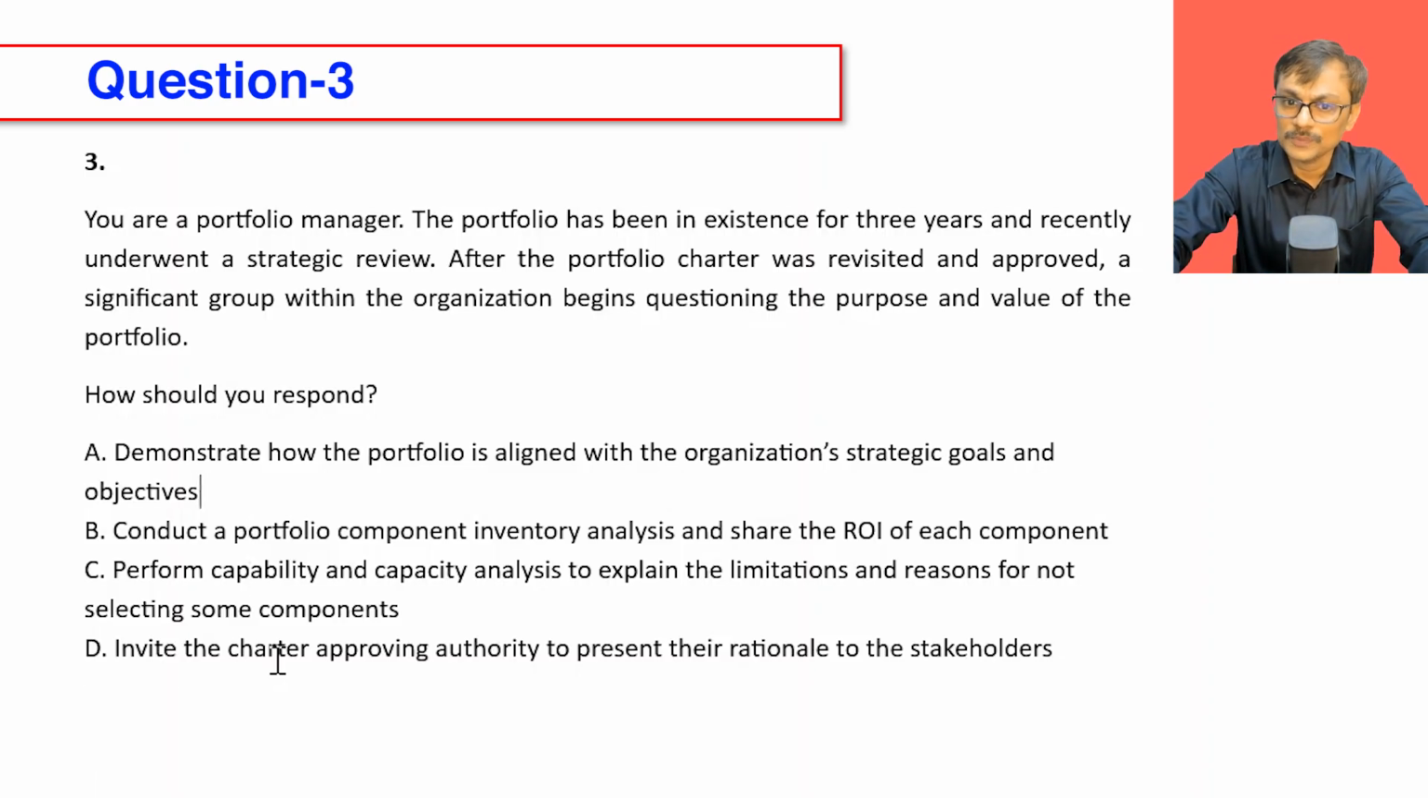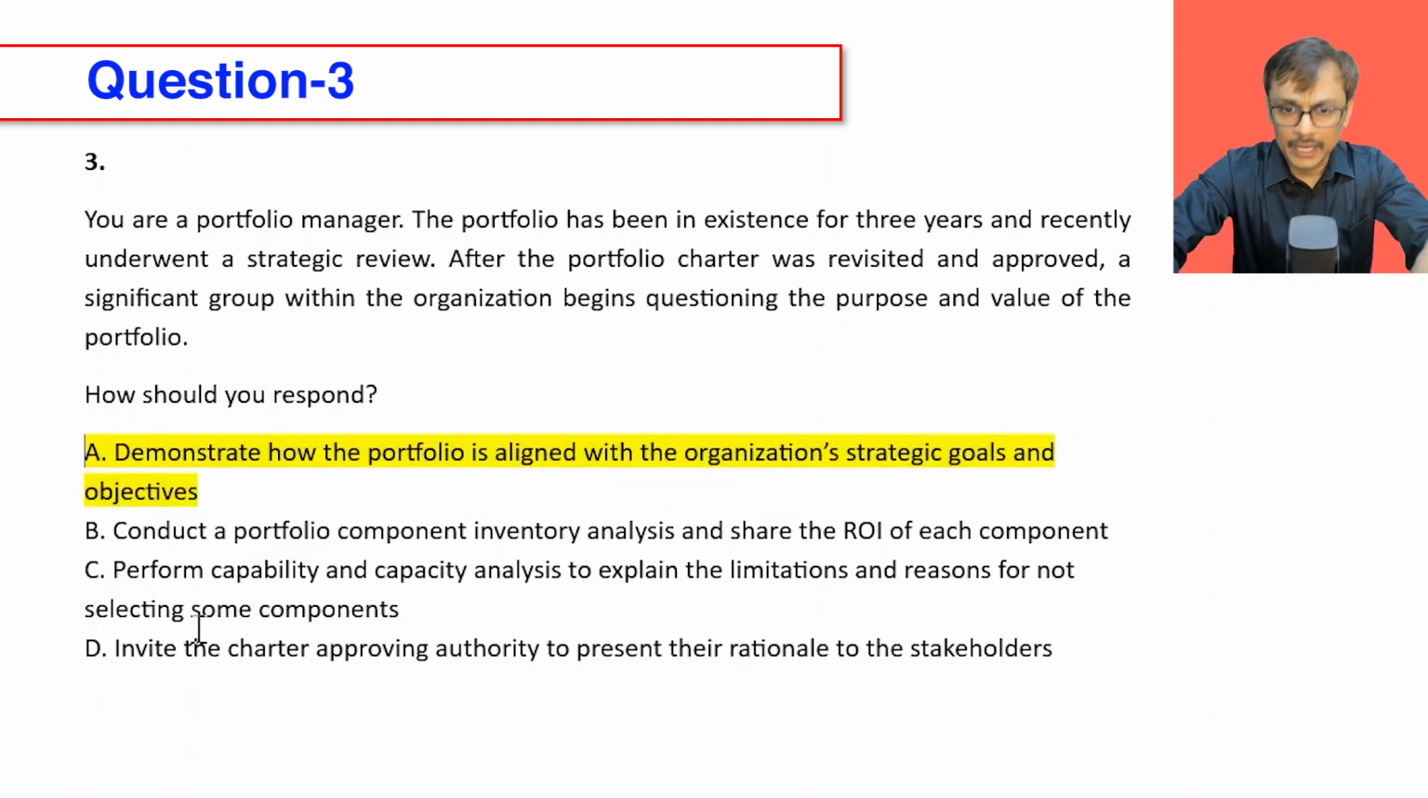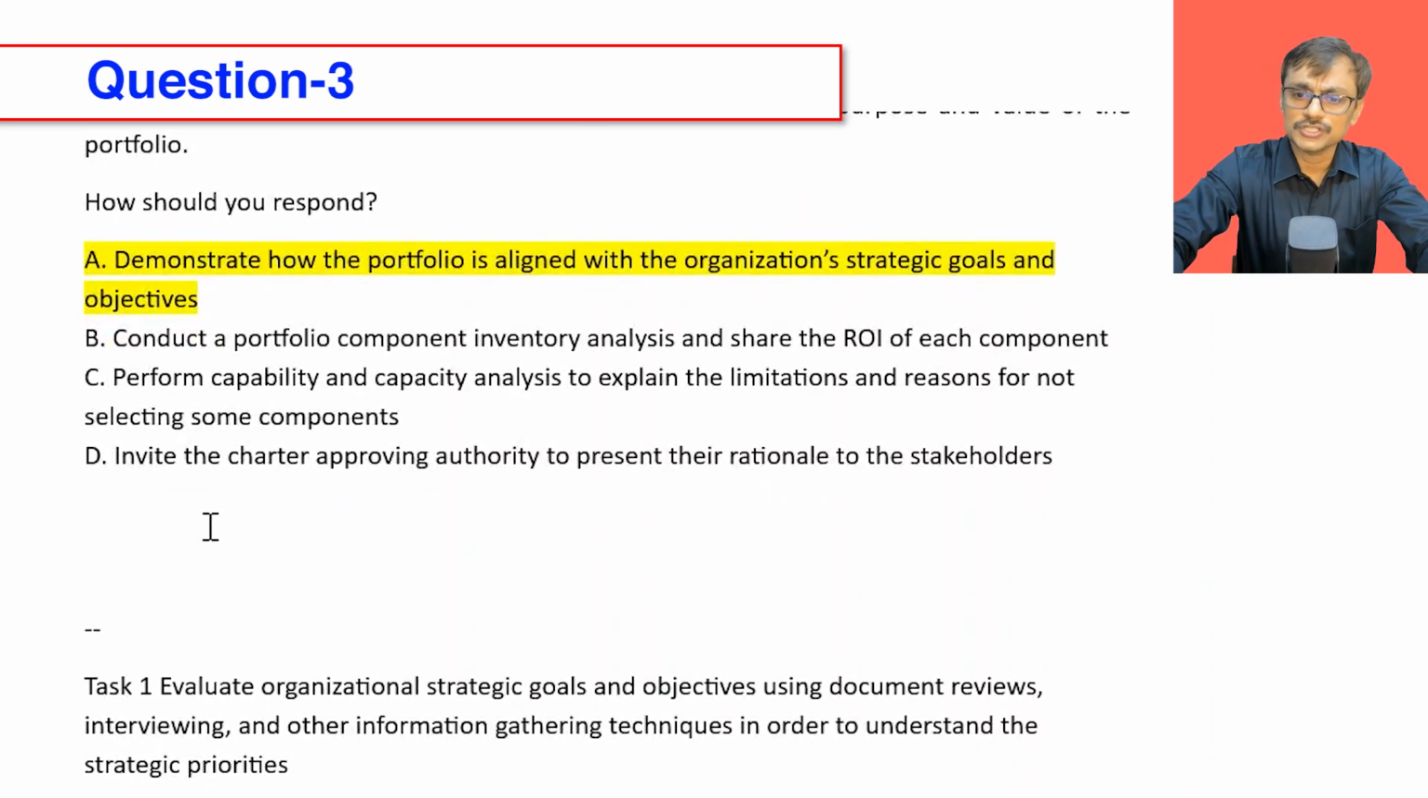I need to demonstrate how the portfolio aligns with the organization's strategic goals and objectives. The other good option could be that I explain the prioritization model and how it helps us achieve the organization's strategy. Both options would be good in this scenario. And if you get these questions right, though they look few, they will set the path forward for many questions in your PfMP exam. Now, this can be mapped to task 1, evaluating the organization's strategic goals, reviewing the documents, collecting the ideas, and ensuring that we remain aligned to that particular area.